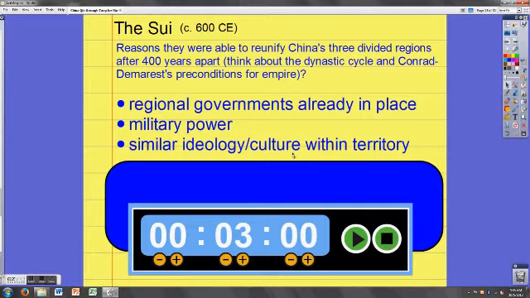So do any of these things clearly connect to the Conrad Demarest model? If you're not taking a look at your model right now, you probably should be. Look for those connections, and you'll probably find some.